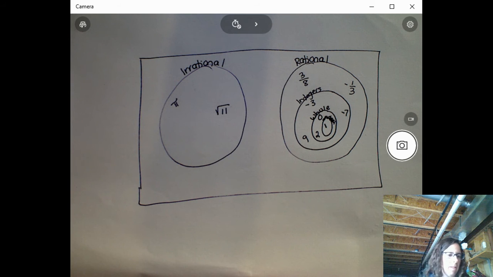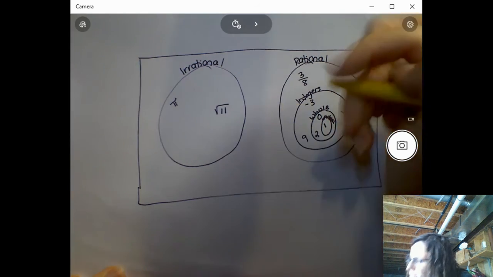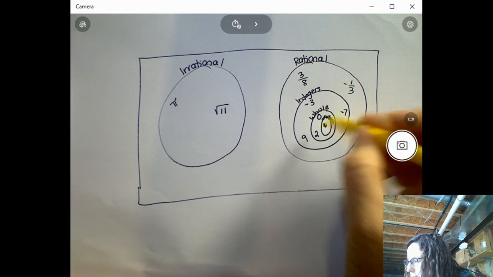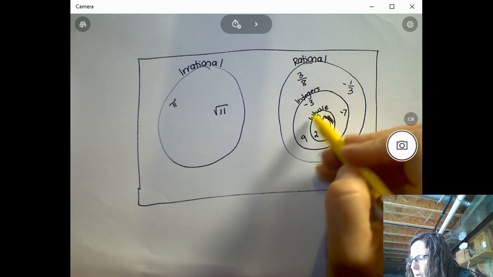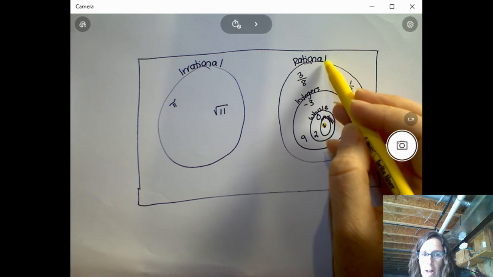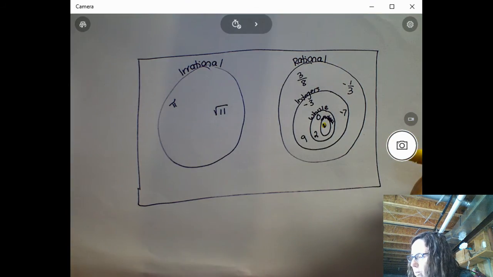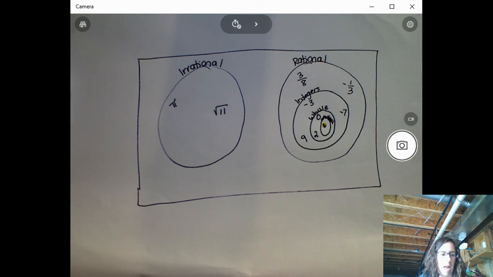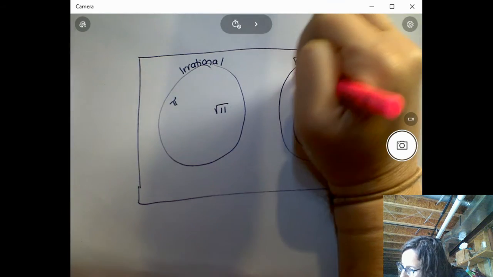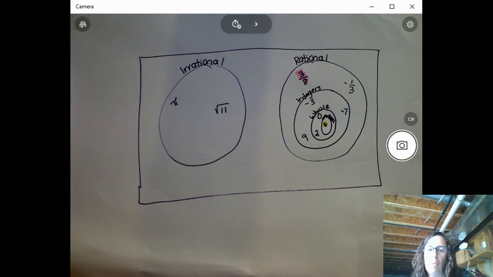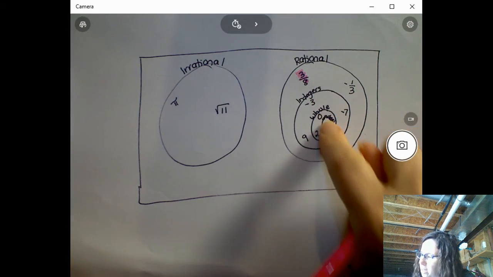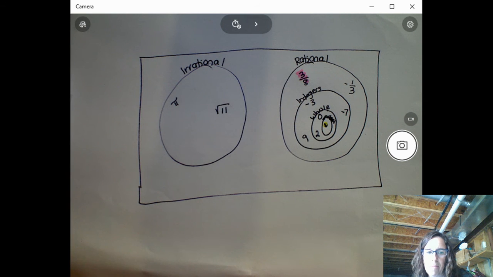So looking at this, if you look at the number 1, 1 fits all of these categories. It's natural, whole, and integer, and rational, and also real. It's a real number as well. Okay, but 3/8 here would be a rational number and a real number only. It doesn't fit into these more specific categories.